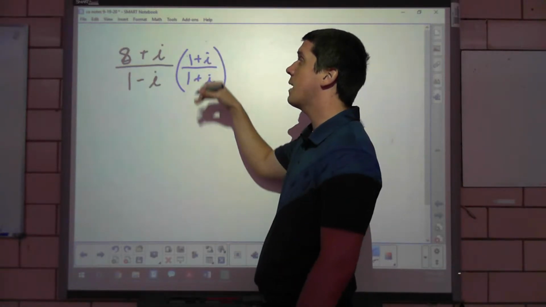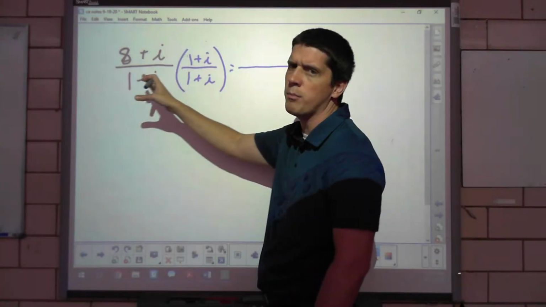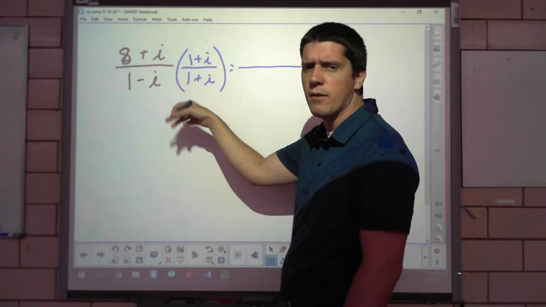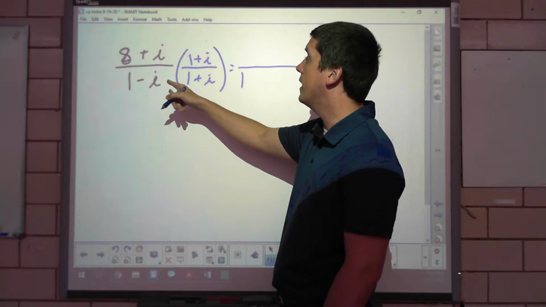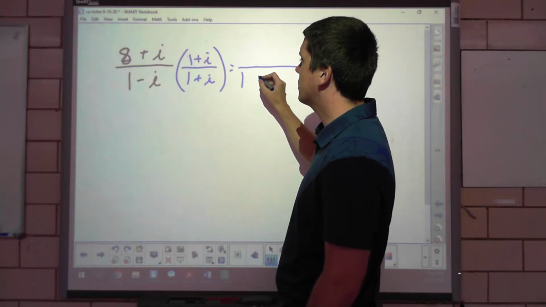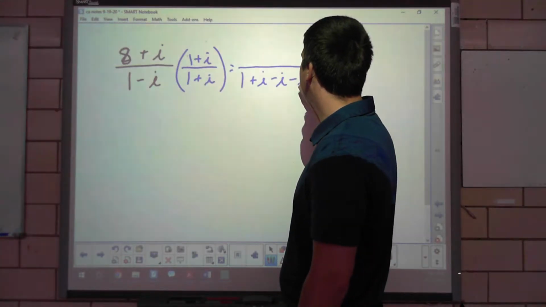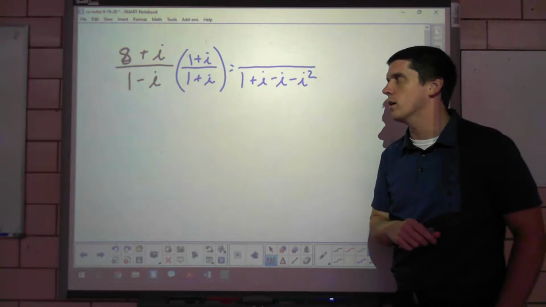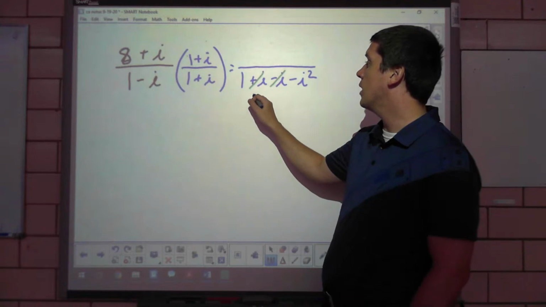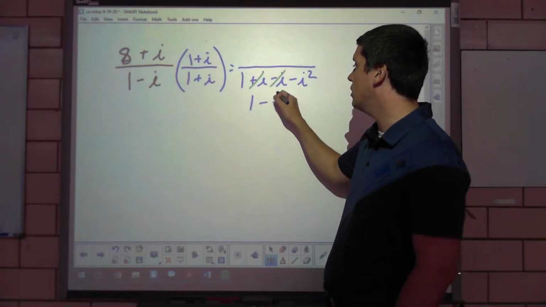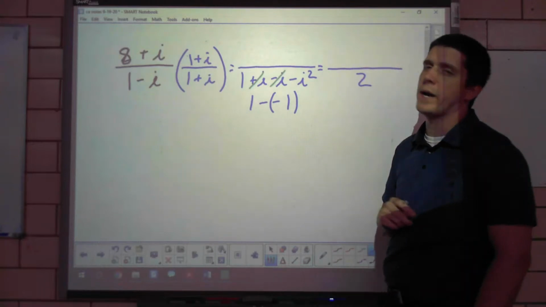So I'm going to have to FOIL on top and bottom here. When I FOIL, I just like to FOIL the bottom first because I like to make sure that everything drops out the way that it should. So 1 times 1 is 1, and then that's going to be a plus i minus i, and then minus i squared. Which, yep, cool, that i and that i cancel each other out. I'm left with 1 minus negative 1. So that means I'm simply going to have a 2 as my denominator.